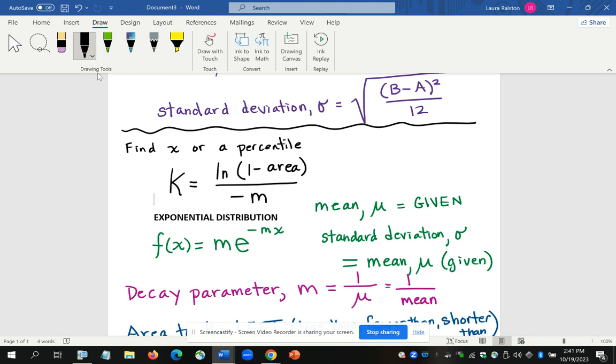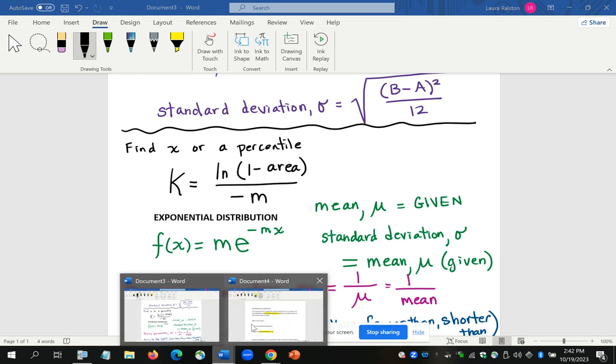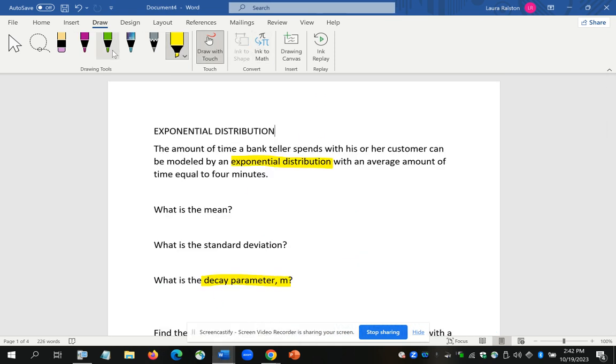And again, I would have all those formulas together in one place so that it's easy to refer to them as you're working through the problems. So let's go back over here and begin looking at the problems.